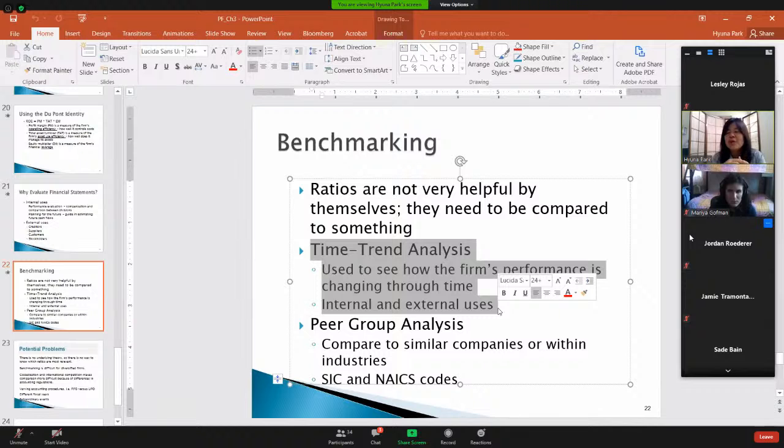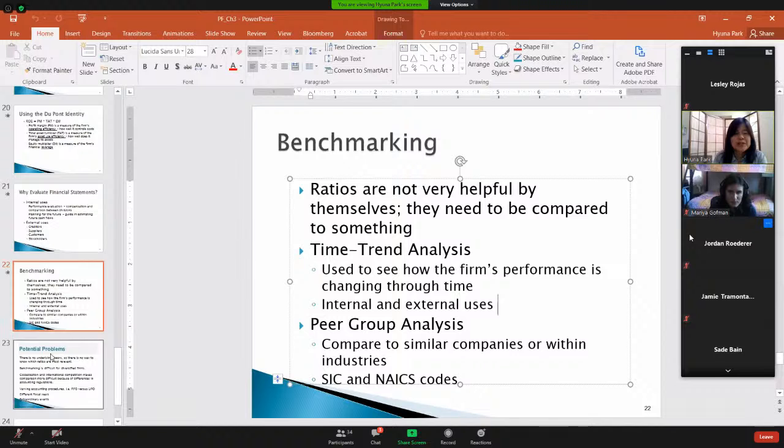Another example: this company's PE ratio is 24. It's higher. Does it mean it's expensive? No, its PE ratio last year was 30, but now it's only 22. That means the stock got cheaper. So time trend analysis, a time series comparison of ratios, may also give you some ideas about how to interpret the ratio.